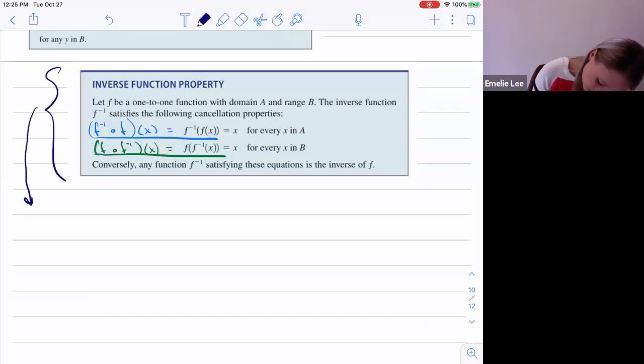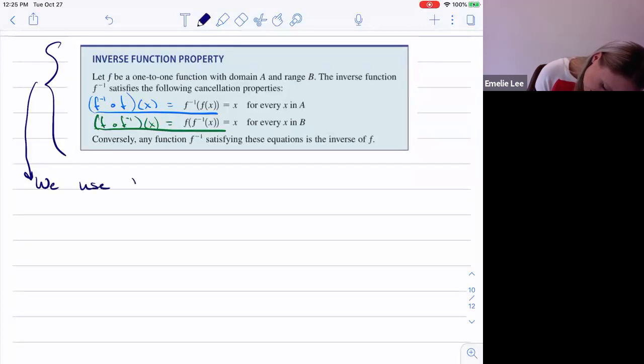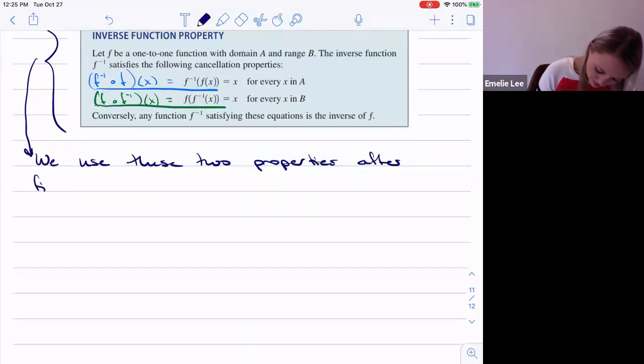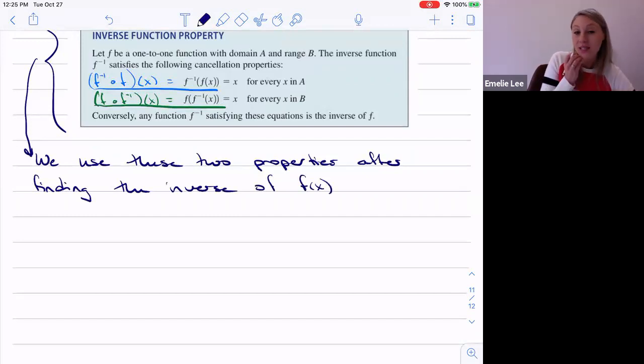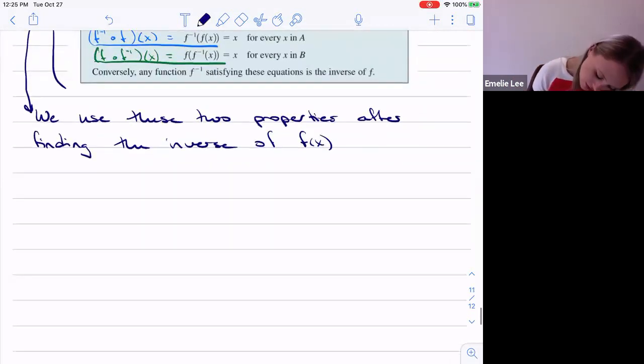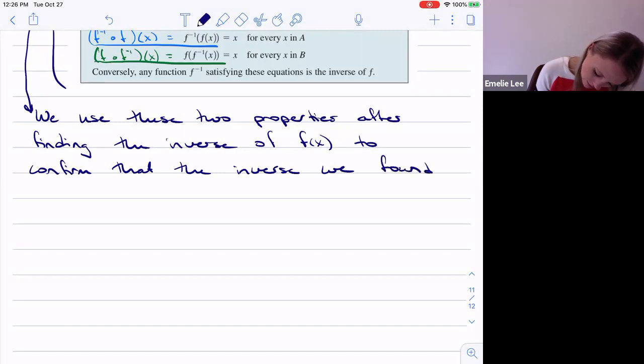Okay, so we use these two properties after finding the inverse of f of x, to confirm that the inverse we found is actually the inverse.